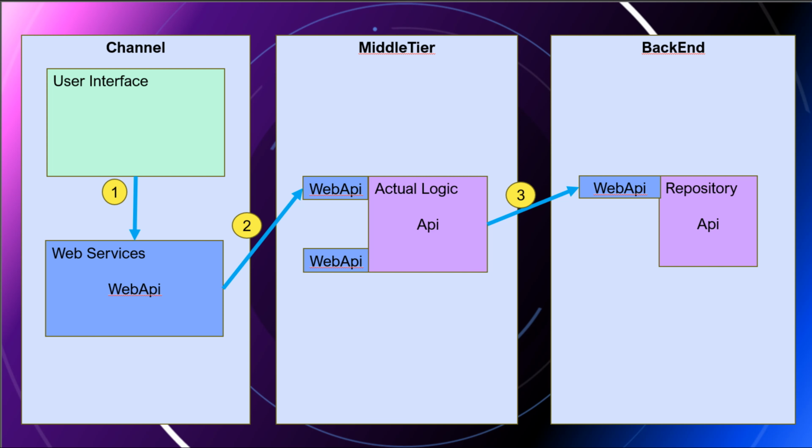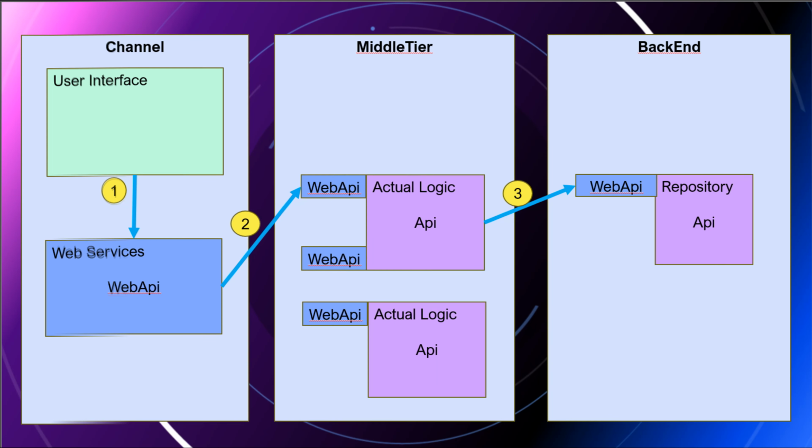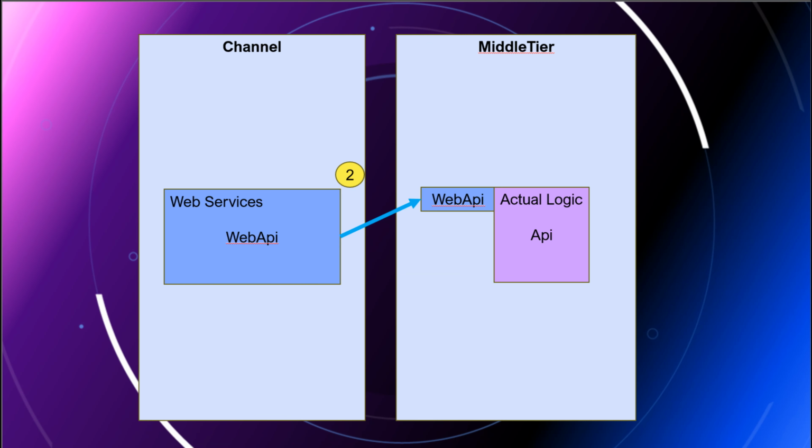But for the most part, you're going to end up seeing something that looks like this, and it is just another API that would have a web API attached to it. What we're going to be looking at is a channel that has the web API, and that is going to be talking to a middle tier web API, and the actual logic will be in an API project. Now, I know this is all kind of a little bit confusing. You might want to rewatch this section again, but in a nutshell, this is what we're looking at.